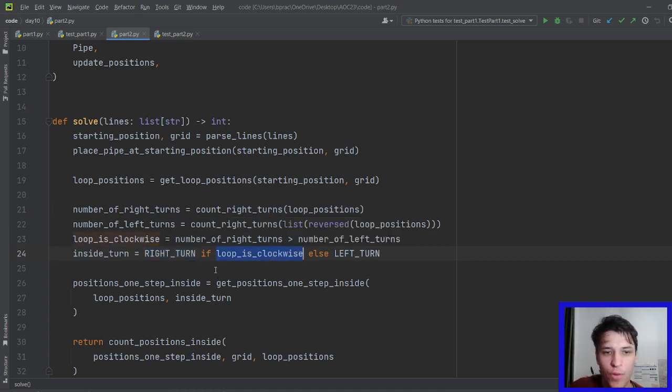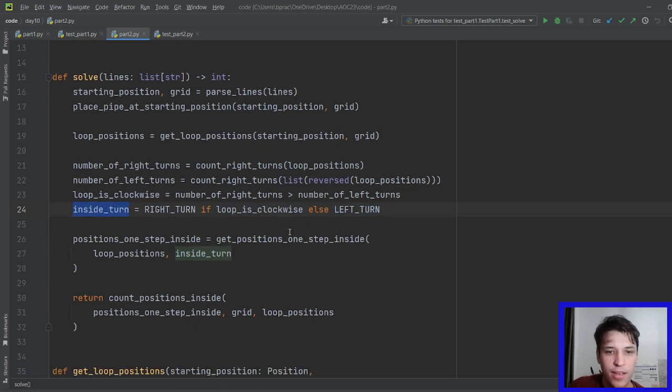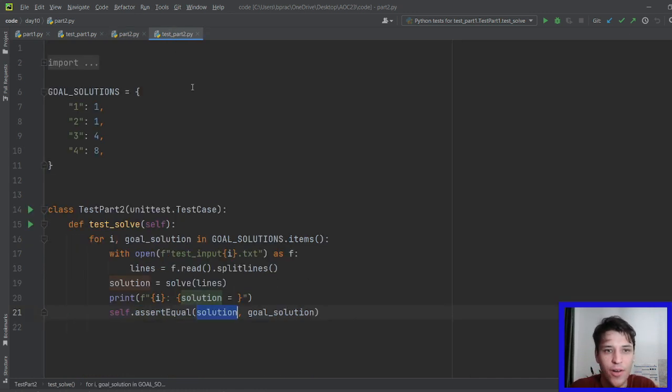So if we go clockwise, the inside will always be a right turn. If we go anti-clockwise, the inside will always be a left turn. Then with that, we can figure out all the positions one step inside. And once we have those, we can use that to find all the other positions inside and count all the other positions inside.